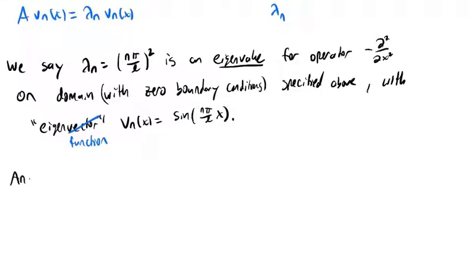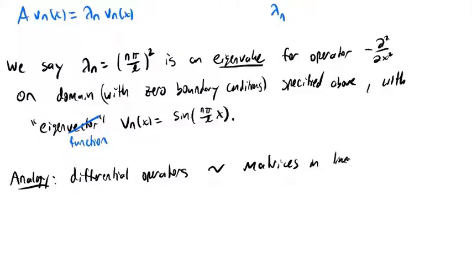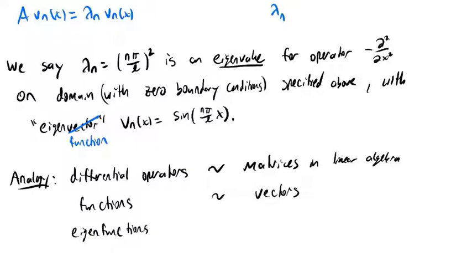Right, so here's the basic analogy. The differential operators are like matrices in linear algebra. And then functions are like vectors. And right, eigenfunctions are like eigenvectors. Right? So a lot of these ideas are things that you would have encountered in linear algebra, but now they're in the setting of functions rather than vectors.